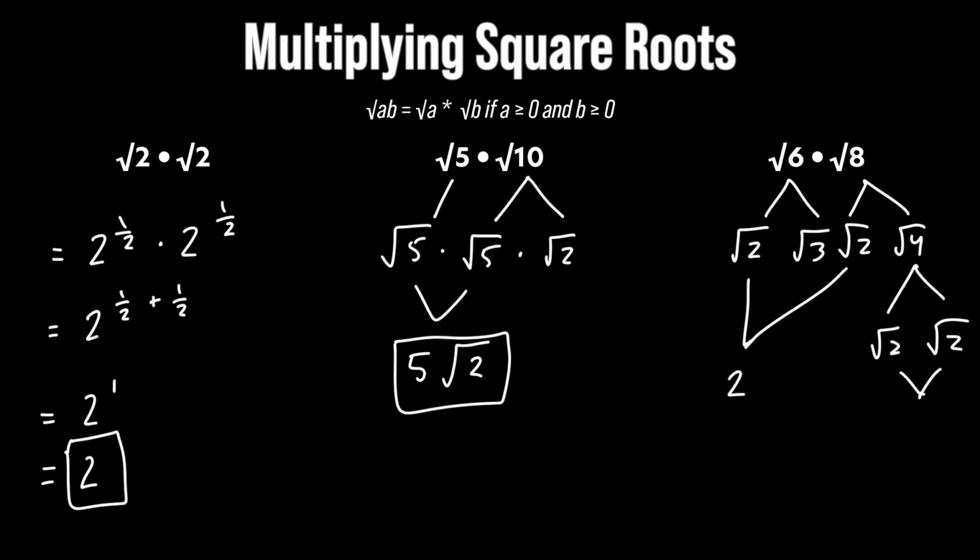So these both become 2. And then we have a square root of 3. So 2 times 2 times square root of 3, that's just going to be 4 times square root of 3.